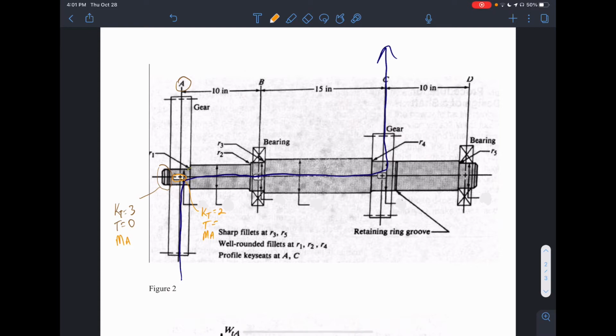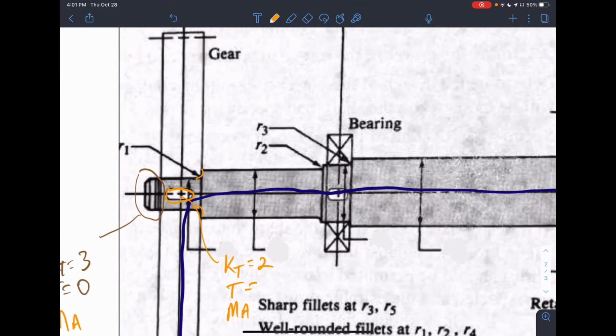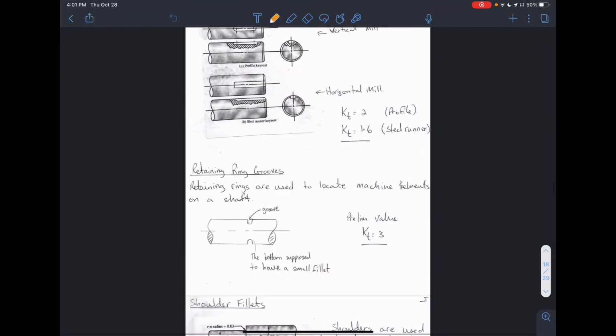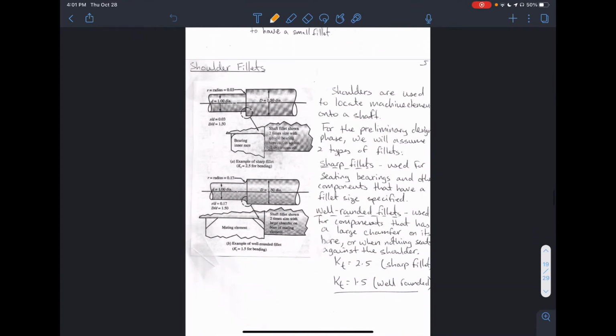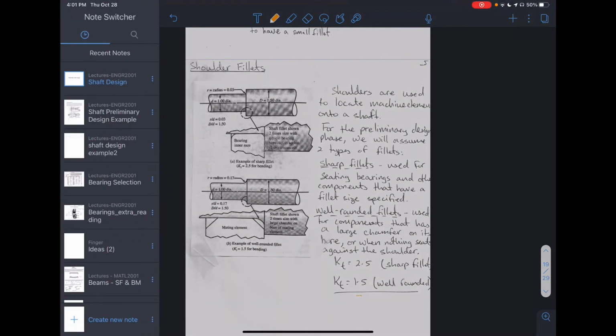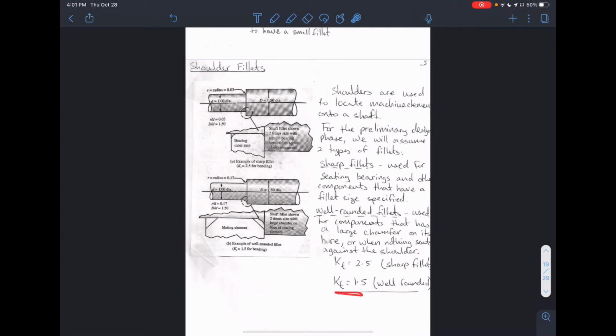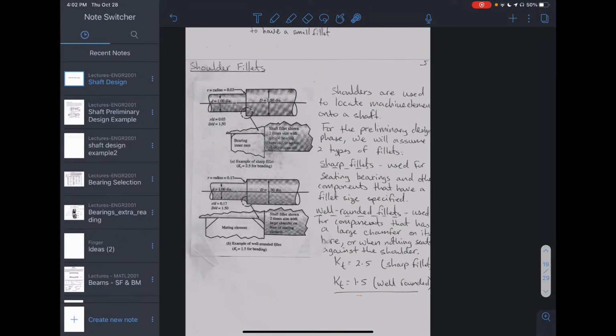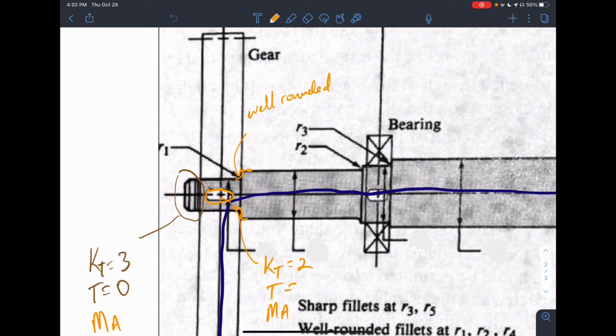At this point now, we move on to the shoulder. And we say that for a mating surface, we have a well-rounded fillet. And that well-rounded fillet has a Kt value of 1.5. Right, so that's highlighted there, 1.5. Again, there's a torque, and then there's the bending moment at that point.